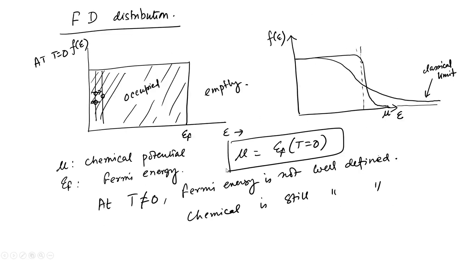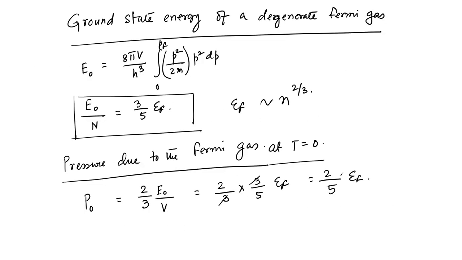I think, just going back, there is an n missing here. That n is the density. So actually, p0 goes as n to the power 2/3 plus 1, so this is like n to the power 5/3. Okay, so that's the ground state pressure. I missed that n, which is the density.